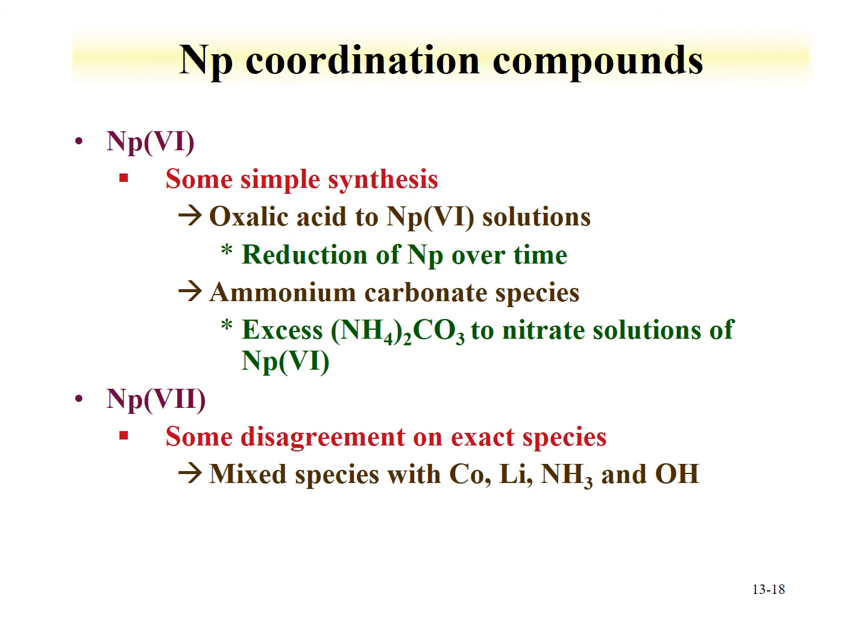Neptunium-6, there's been some simple synthesis, for instance with oxalic acid and Neptunium-6 solutions. However, over time these compounds will show reduction of neptunium from the hexavalent oxidation state. And then for Neptunium-7, there's some literature available, but there tends to be disagreement over the exact Neptunium-7 species that are in these coordination compounds.